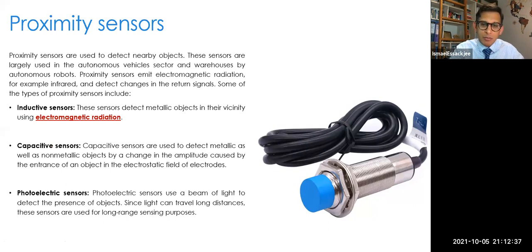What does that mean now? It is a good property, but when we have an environment where there is lots of electromagnetic radiation already inherent, what's going to happen? Isn't it going to affect your sensor? So the point I want to make here is that while choosing the correct sensor, you need to be aware of your environment. What are the different things which are going to affect the correct functioning of your sensor? So instead of using an electromagnetic radiation type, an inductive sensor, you can go for a capacitive sensor, or else you can go for a photoelectric sensor.